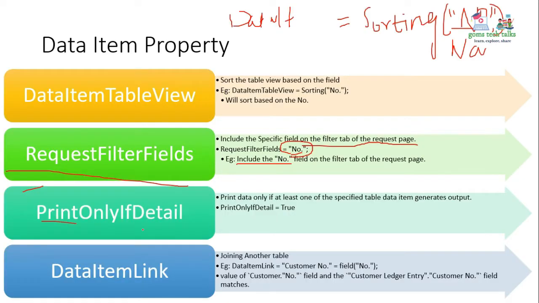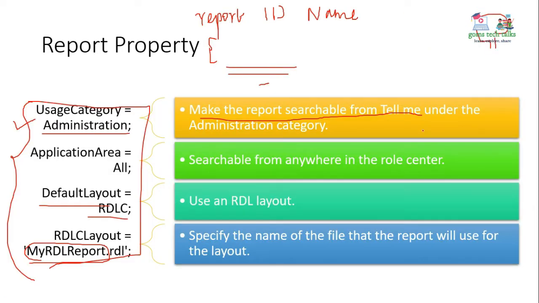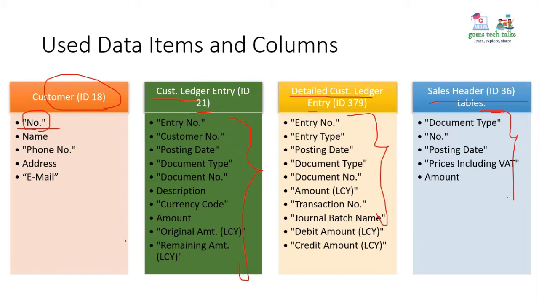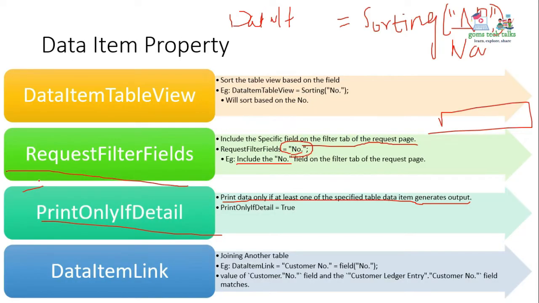Okay, print only if detailed, so it will print data only if at least one of the specified table data items generates the output. If there is no item in that particular field, for example, if I am fetching all these data, but there is no entry in the address field, then it should not fetch any data from that.